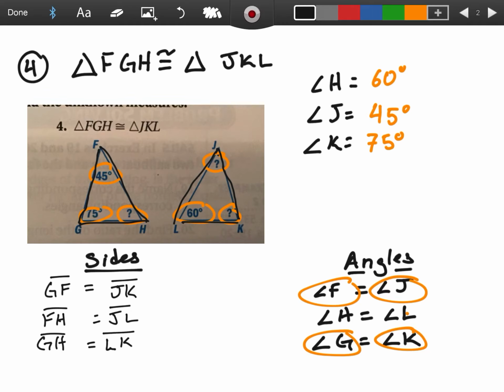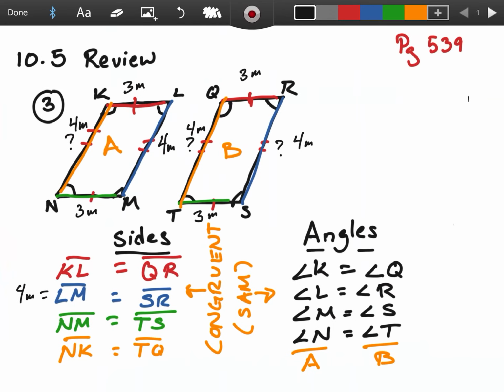That's number 4. The first part of the quiz that's on Thursday is just going to be questions like this one, where you have to figure out congruent angles and sides, and then you'll have to figure out some missing angles as well. Same thing here. Just figure out your missing angles and sides, congruent angles and sides, and then figuring out your missing sides.